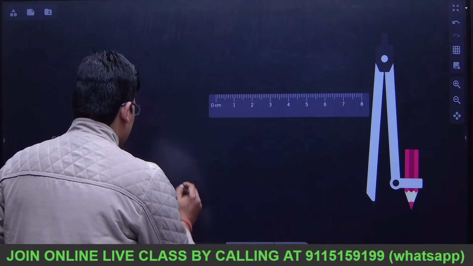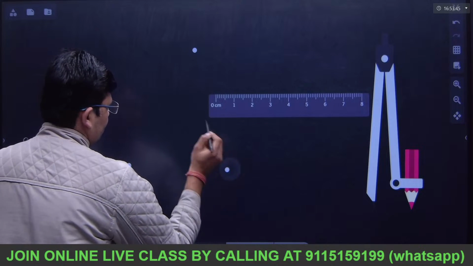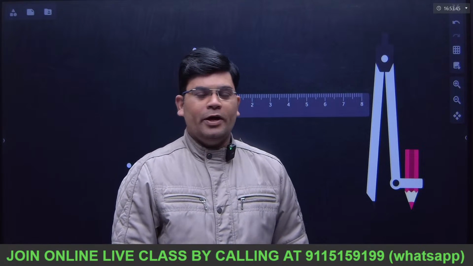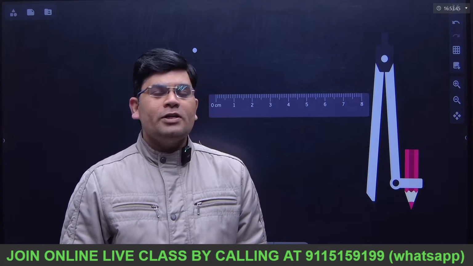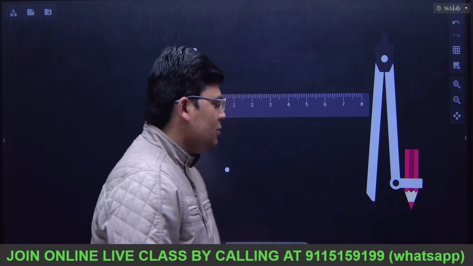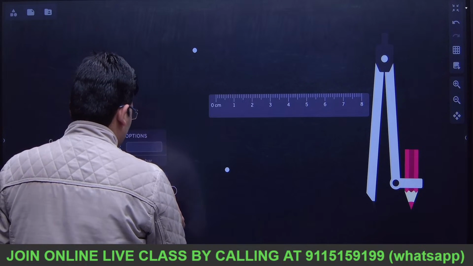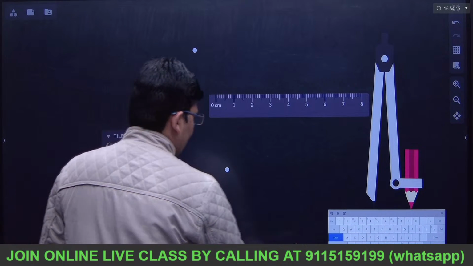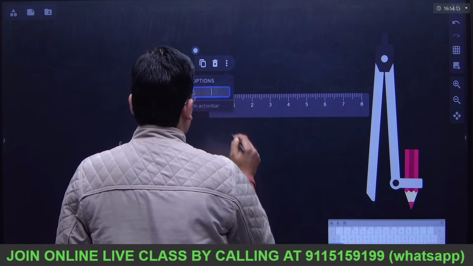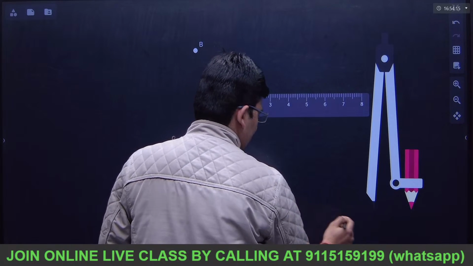Let us suppose that we have got three non-collinear points. If the 3 points are non-collinear, that means they form a triangle. So let me name all these points. Let this triangle be ABC. I'm naming it. So this is A, this is B, and this is C.